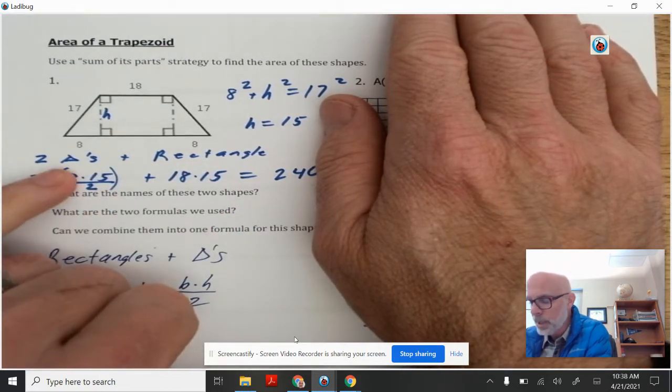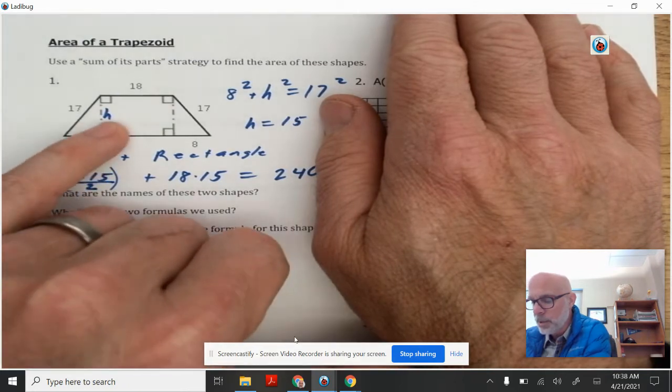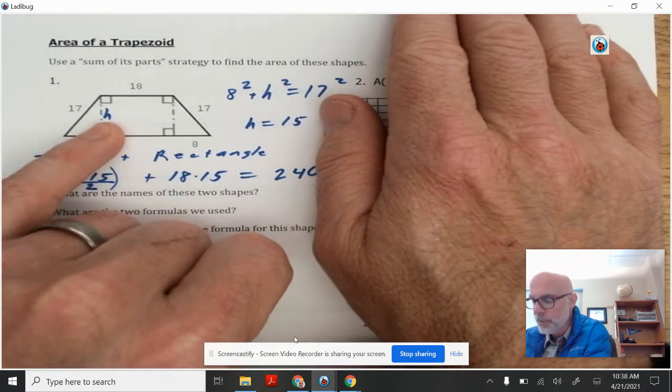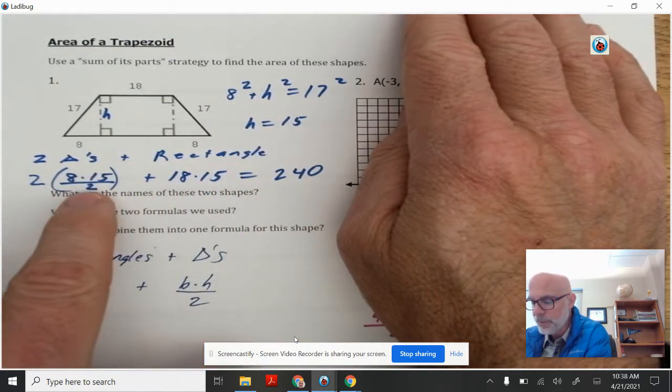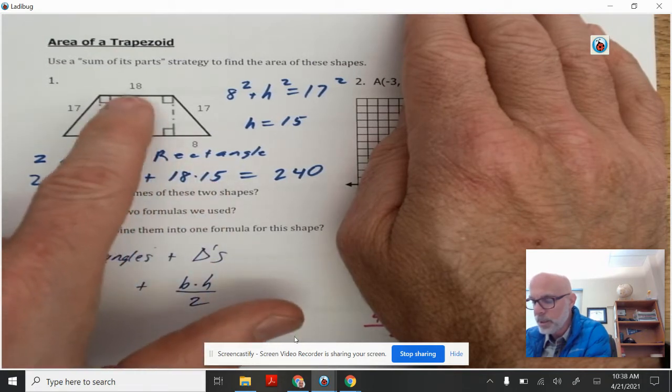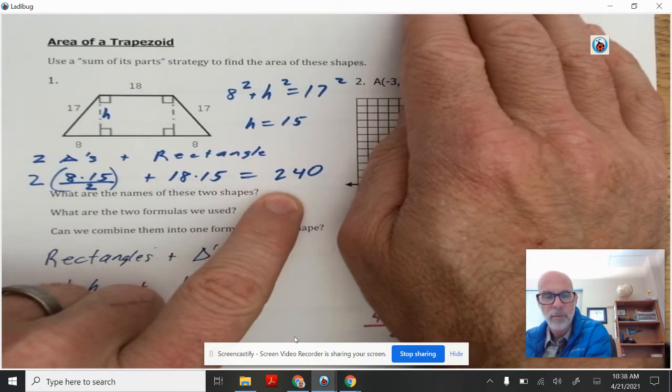Anyway, the way I divided it up was two triangles plus a rectangle. For my triangles, I needed to find this height right here. So I went over here and did the Pythagorean theorem. Once I found that height, I did base times height divided by 2, plus the rectangle, which was 18 by 15, and that gave me an area of 240.